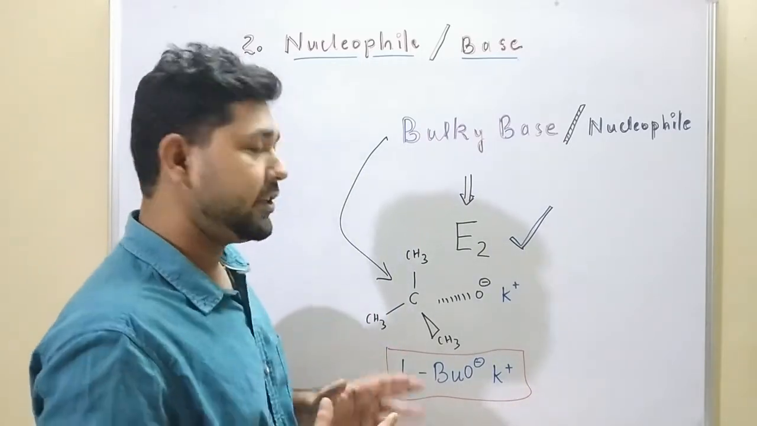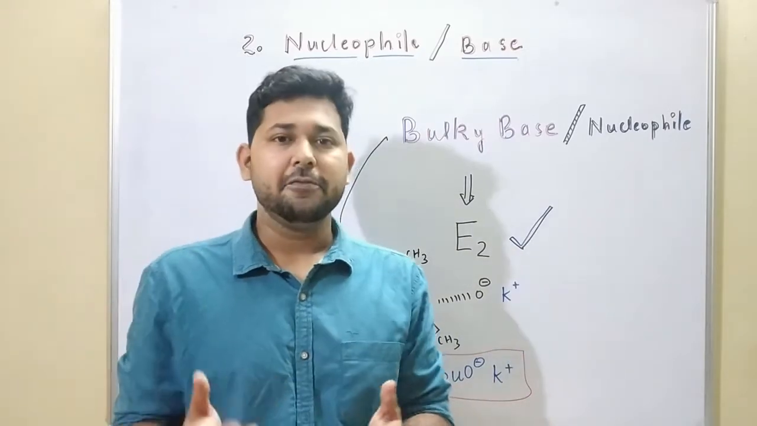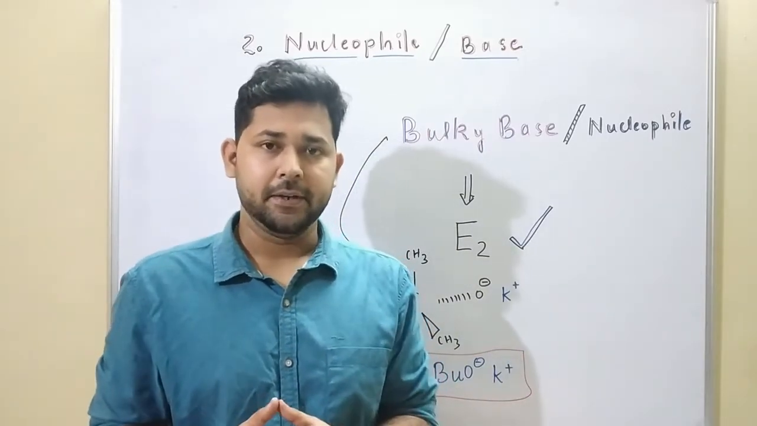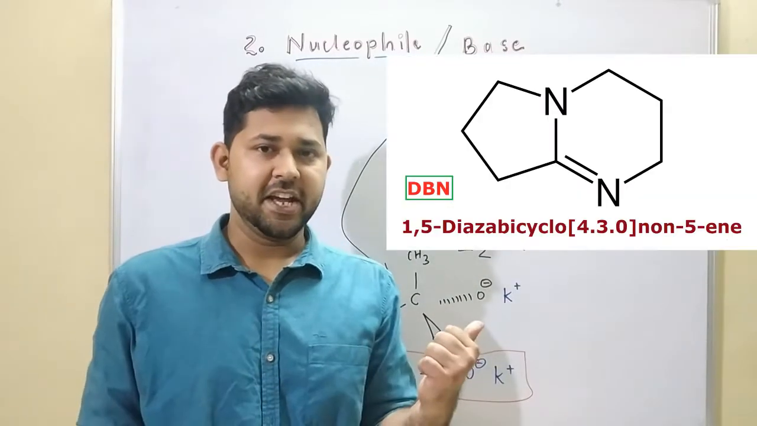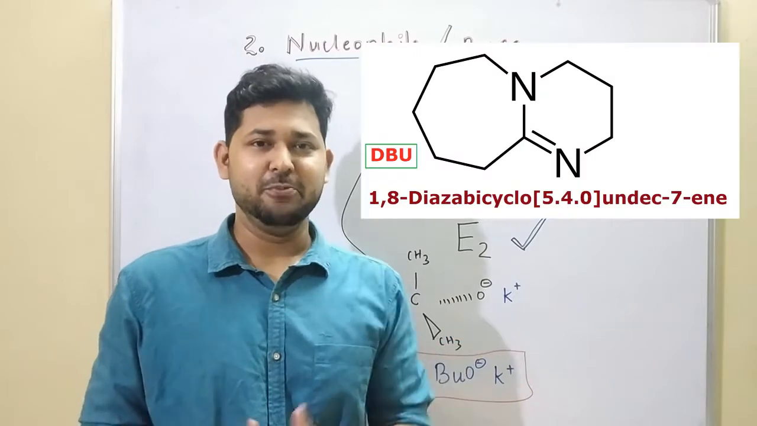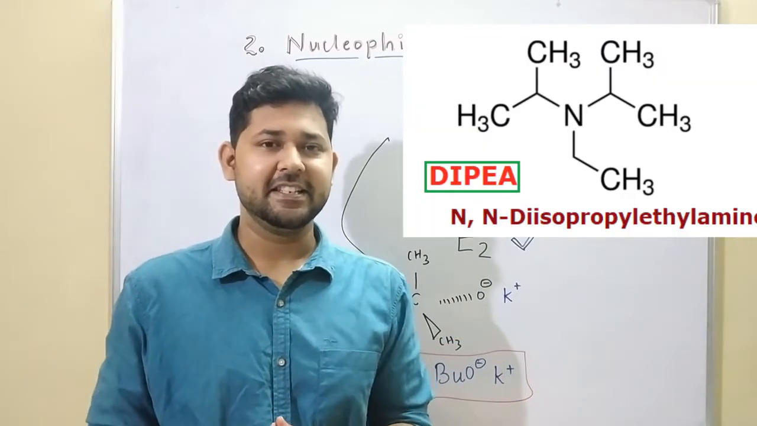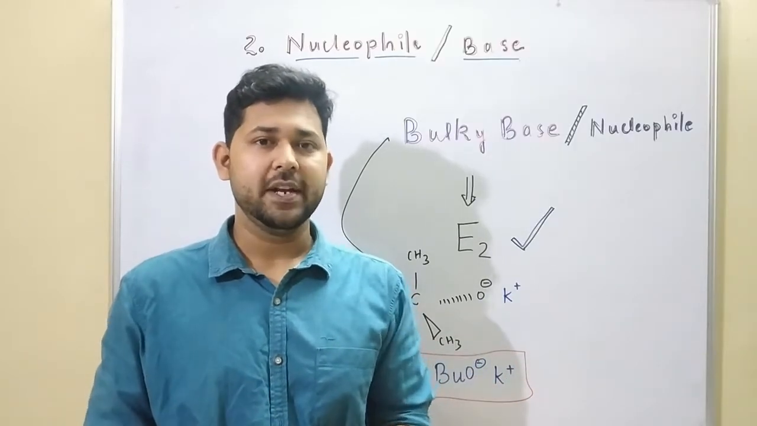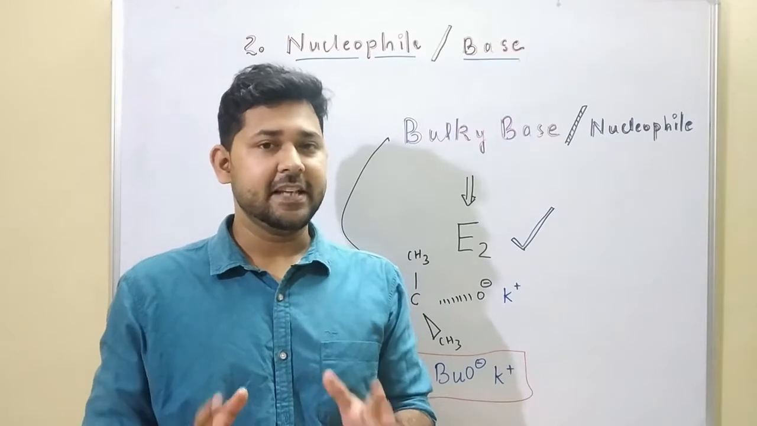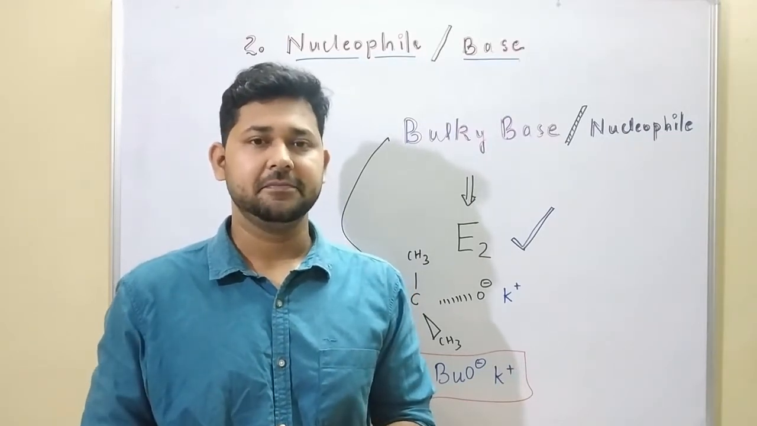Here it is t-butoxide, potassium tertiary butoxide. There are a lot more examples you should remember. The examples are DBN, DBU, DIPEA, and the last one is LDA. These are the most important bulky bases used in exams.